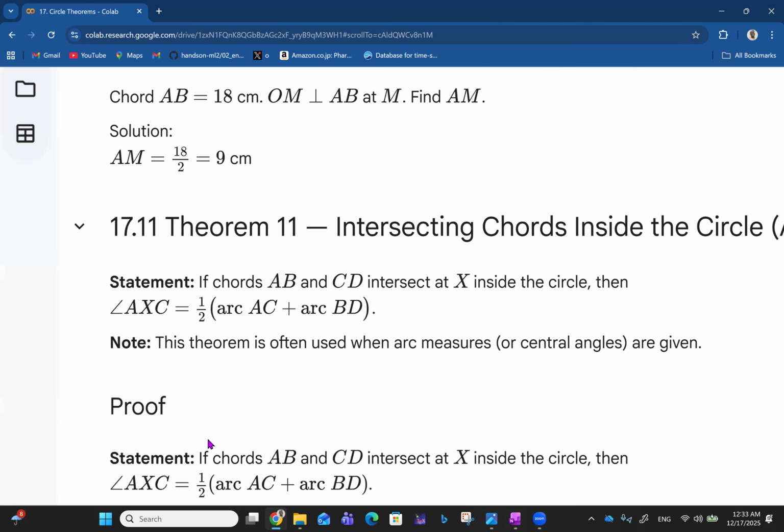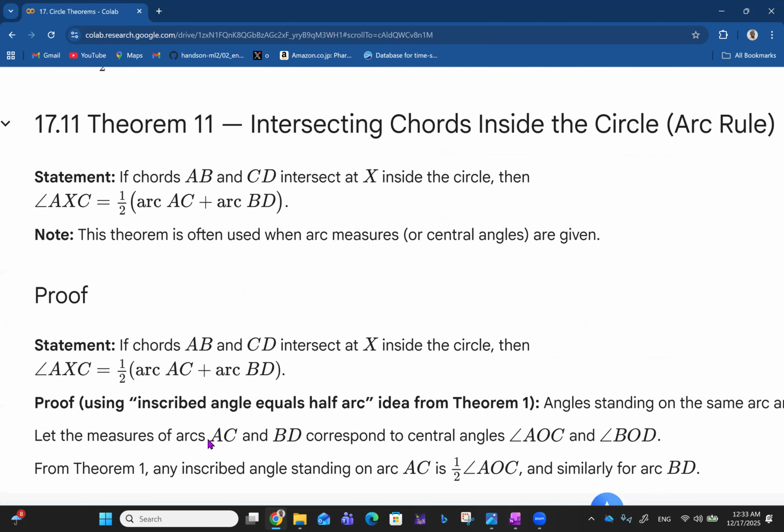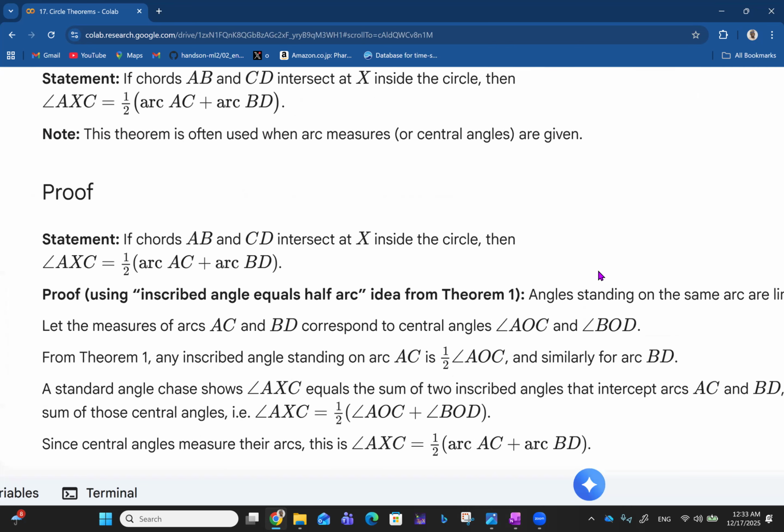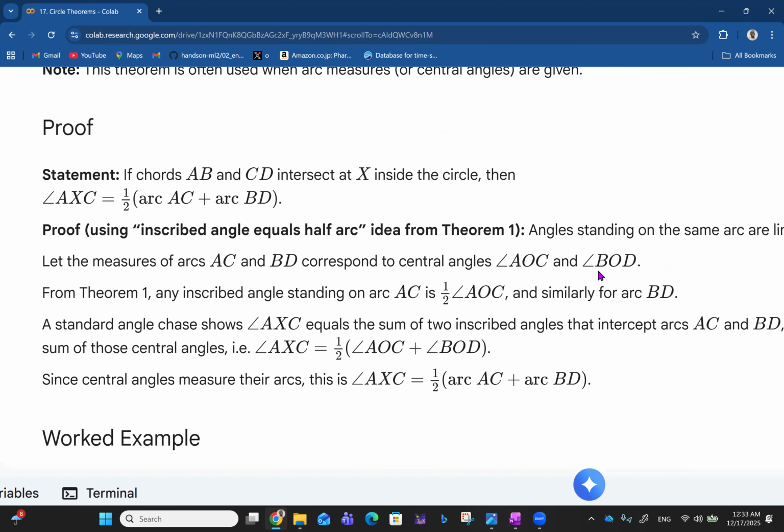Then we have theorem 11, gradually coming to an end, although the video is really long, but it's okay. I think this is a one-time justice for circle theorems, which is not a bad idea at all.